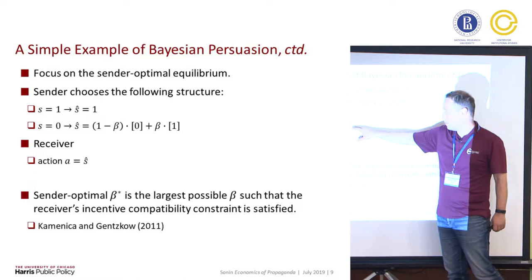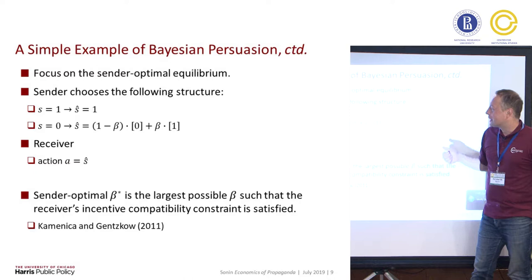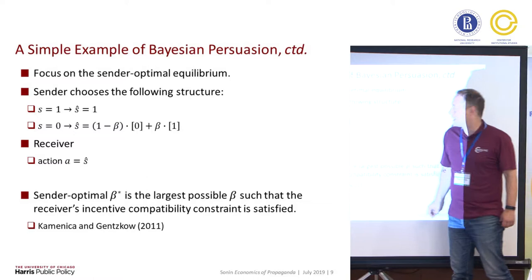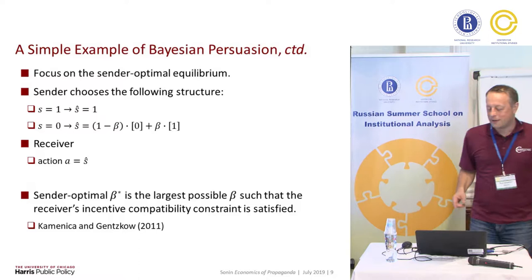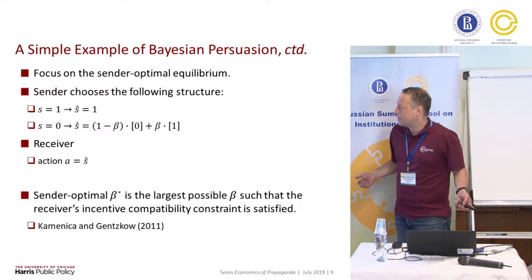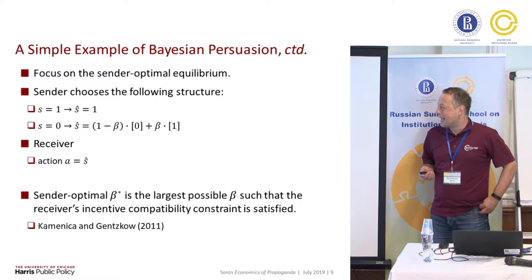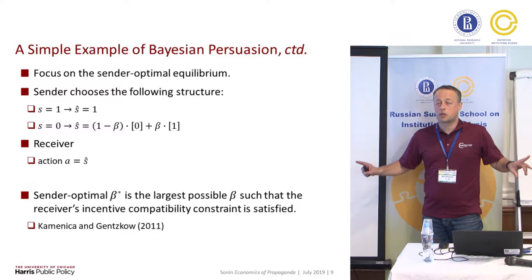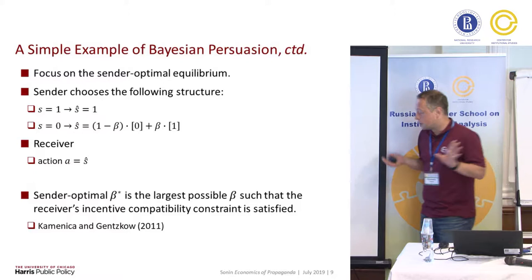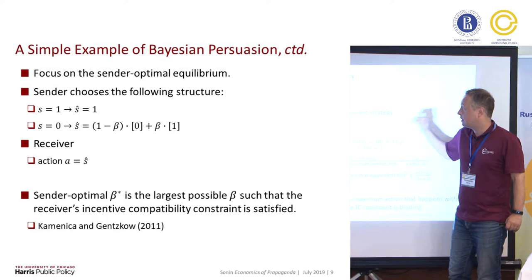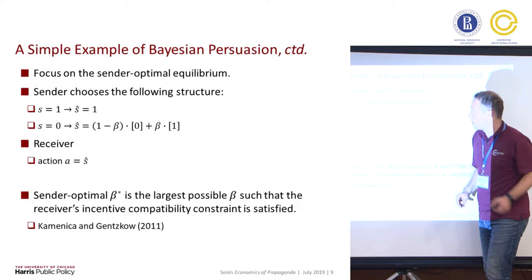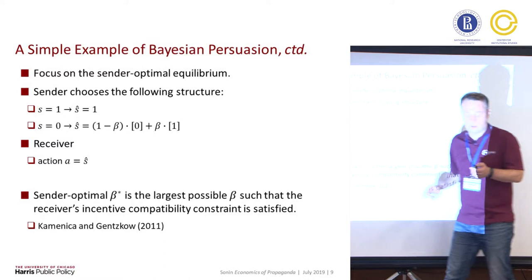And then let's check what this beta, the bias in the news, should be, so that the receiver takes an action which is consistent with the signal. So chooses one if the report is one, and chooses zero if the report is zero. Then the sender's optimal beta will be the largest possible beta which is consistent with the actions equal to the signal. Okay, any questions so far? Okay, so first, suppose that the receiver receives a signal that the signal is zero. Then, given this structure, if the signal is zero, this means that the state is zero for sure, so there is no question about this, then the receiver just does zero.